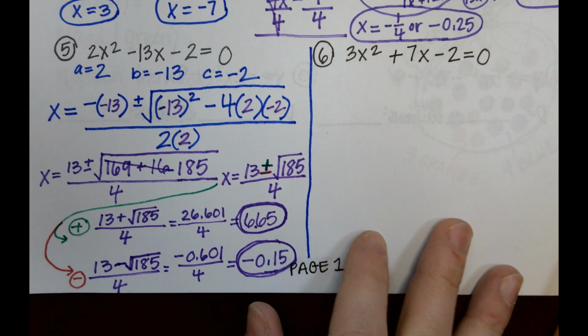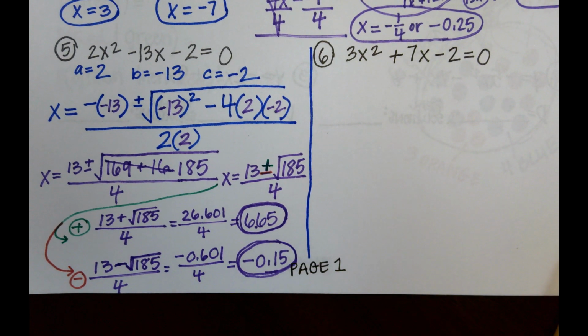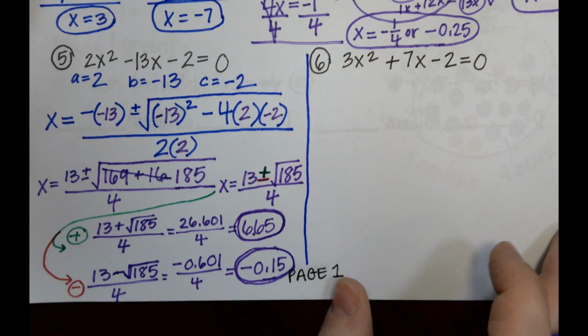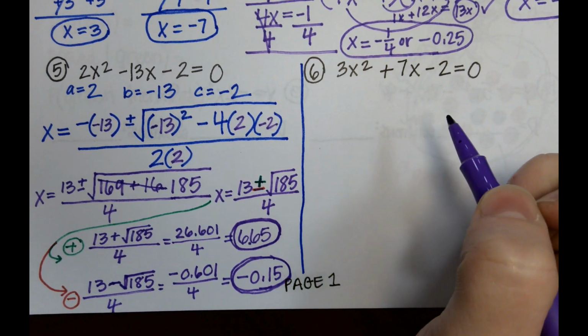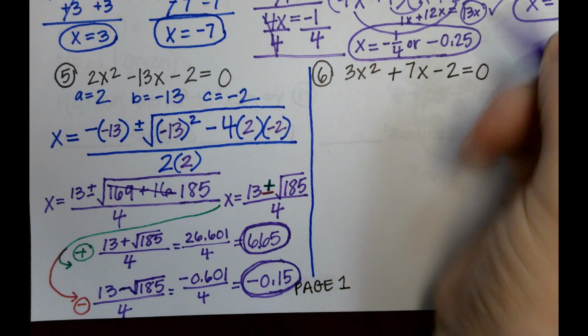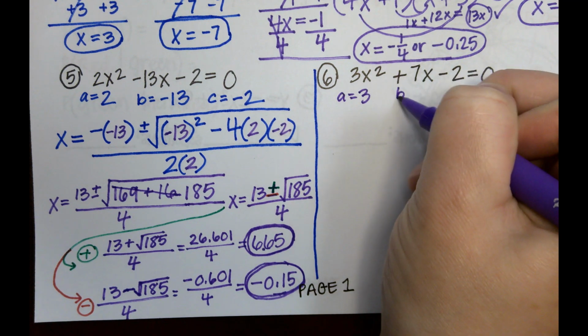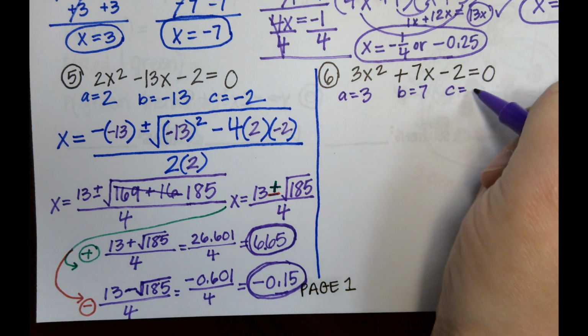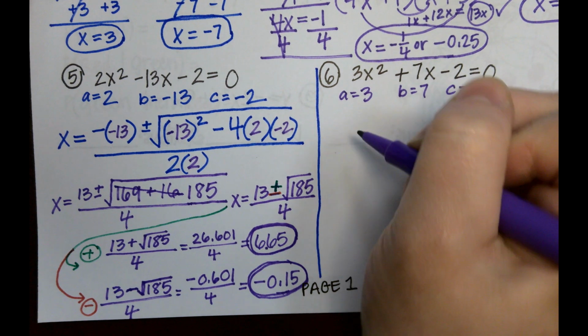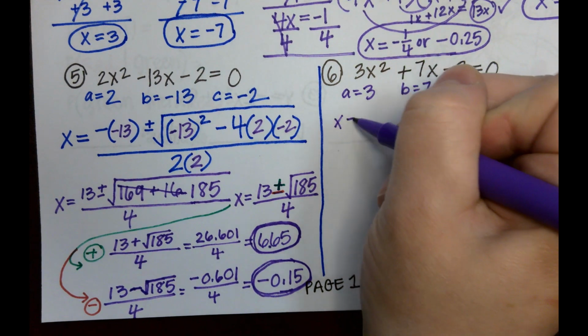Okay, guys. Can we move to number 6? Awesome. Okay, number 6. A, B, and C. What are those? A is 3, B is 7, C is -2. So we're going to do the same thing as before. Just plug it all in.